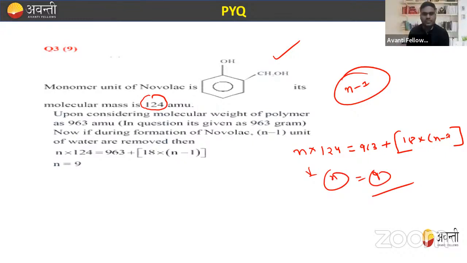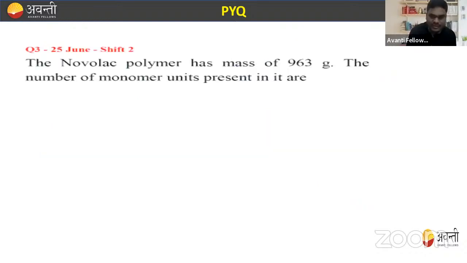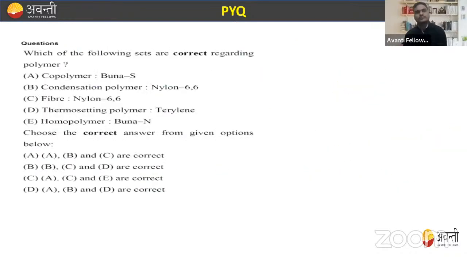So just remember this formula. Whenever you want to calculate the molecular mass, just use the formula: n into the molecular mass of the monomer unit is equal to 963, already given, plus 18 into n minus 1. Why do we use 18? Because it is the molar mass of water. And what is n minus 1? Here n minus 1 units of water are removed. Right. So solving, we will get n is equal to 9. I hope it is clear to everyone?